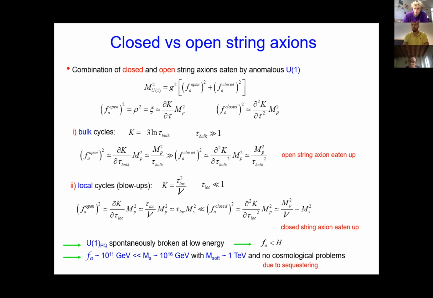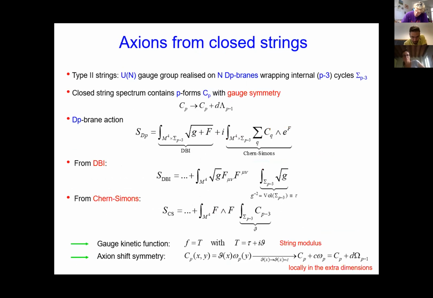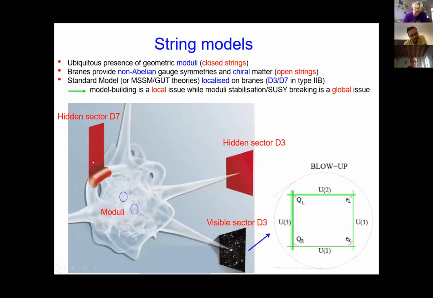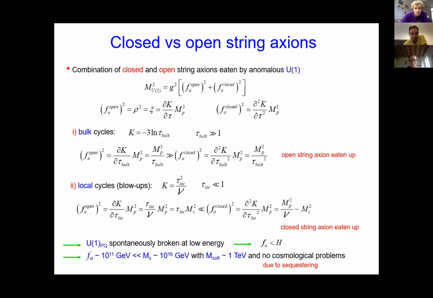So they're perfect for fuzzy dark matter, up to what Veronica will tell you. Good. On the other hand, when you look at local cycles, which, let me go back to this cartoon, local cycles means that we are looking at these branes at singularities. So we are not looking at branes wrapping an internal cycle, but branes at singularities. In that case, FA open turns out to be much smaller than FA closed.